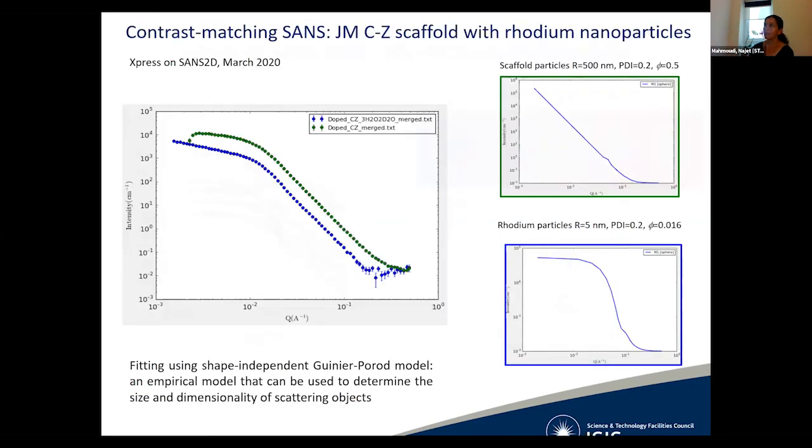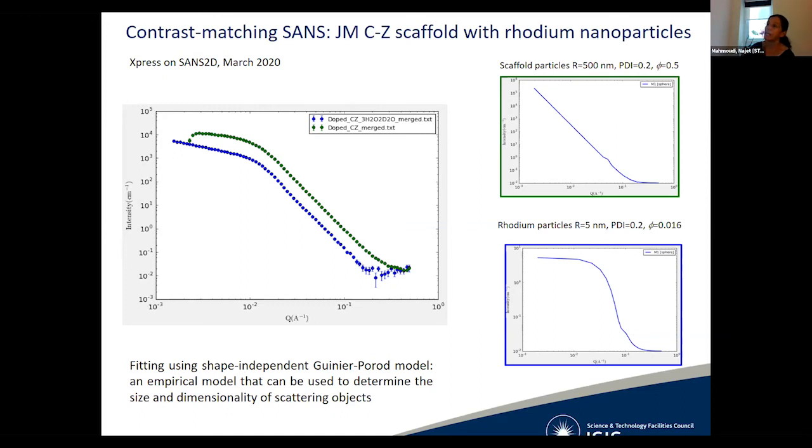A second example is here, and this is very recent data from a Johnson Matthey sample that Hamish gave me. We tried to do contrast matching because this was an express measurement. Usually in express measurements, we are limited in the number of samples that we can run. What we tried to do is to match the contrast of the core particle, or the scaffold particle. But unfortunately, we didn't seem to have succeeded at that.